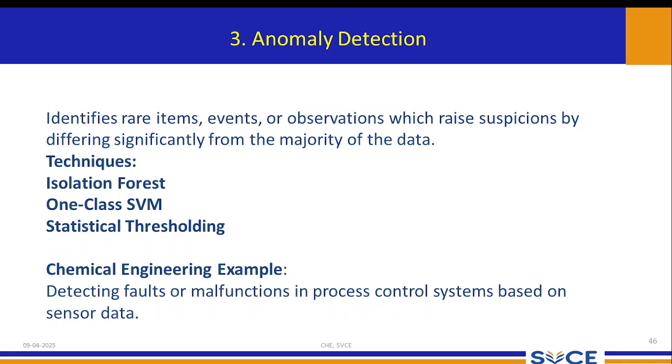And under anomaly detection, we have isolation forest, one-class support vector machine, and statistical thresholding. These identify rare items, events, or observations which raise suspicion by differing significantly from the majority of the data. So the example is detecting faults or malfunctions in a process control system based on sensor data.